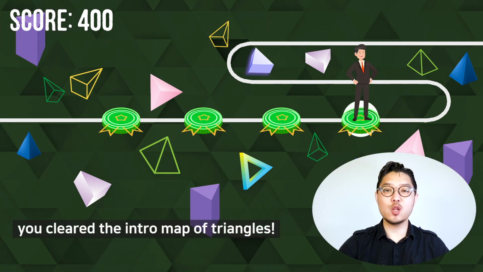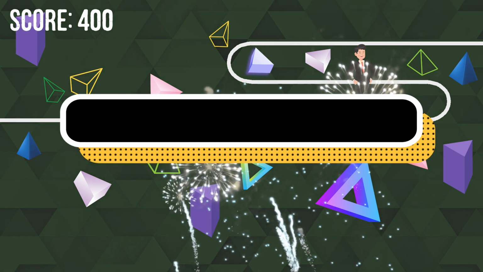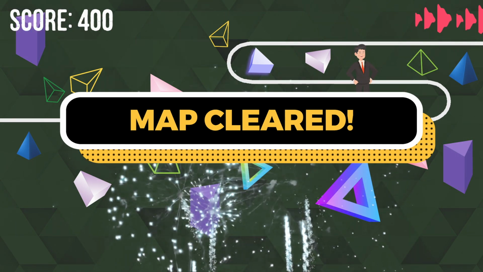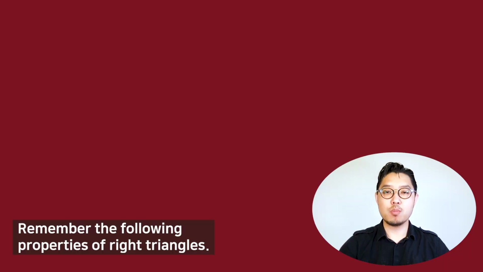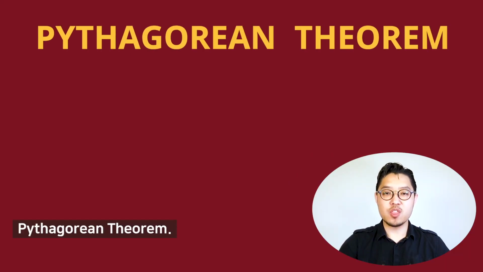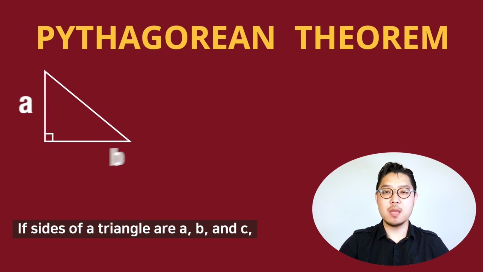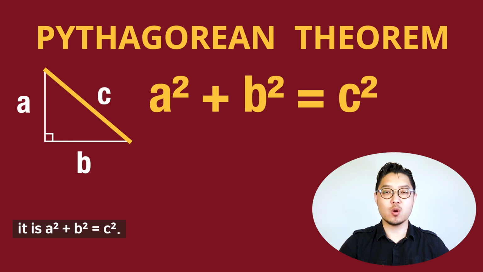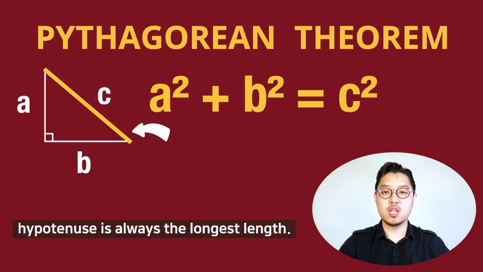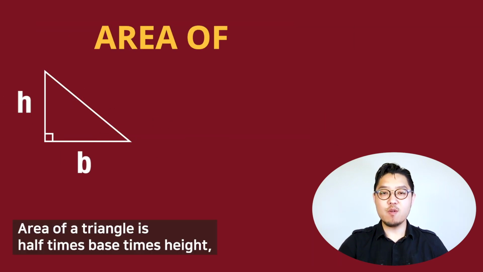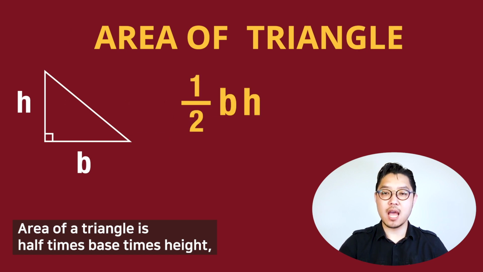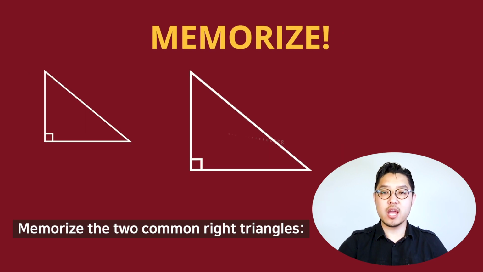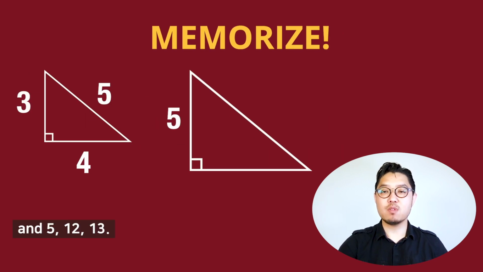Congratulations! You cleared the intro map of the triangles. Remember the following properties of a right triangle. Pythagorean theorem: if sides of a triangle are A, B, and C, with C as the hypotenuse, then A squared plus B squared equals C squared. In a right triangle, the hypotenuse is always the longest length. Area of a triangle is half times base times height, where base and height are perpendicular to each other. Memorize the two common right triangles 3, 4, 5 and 5, 12, 13.